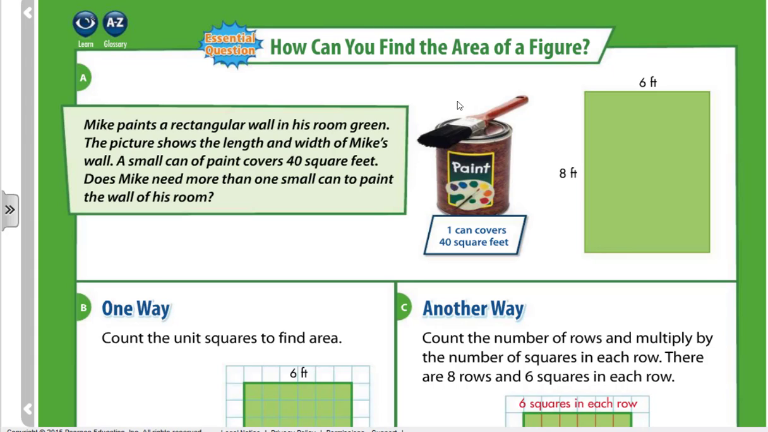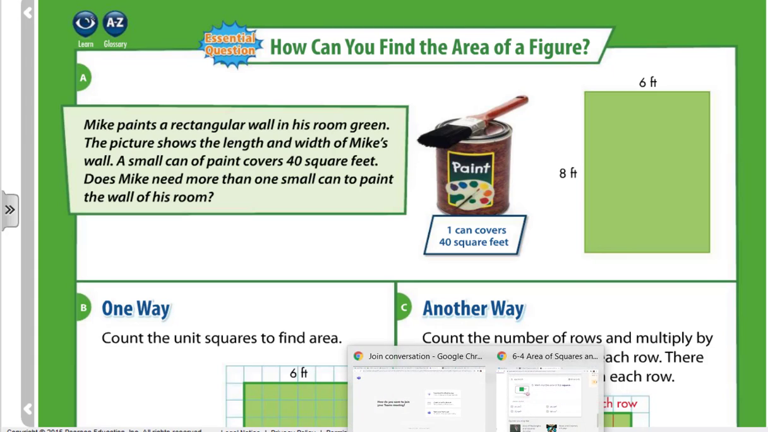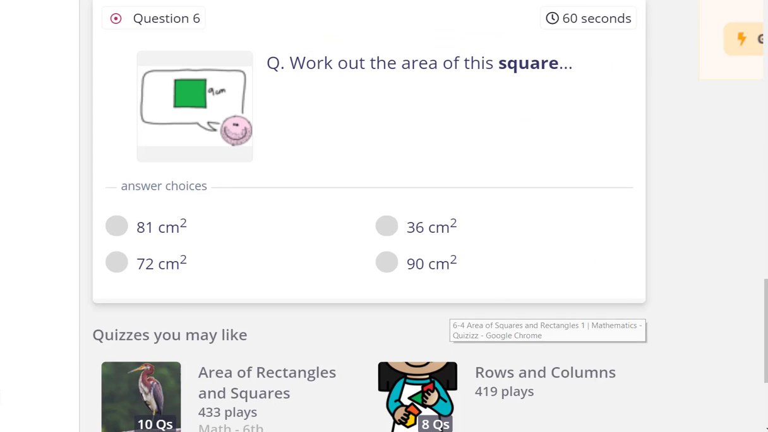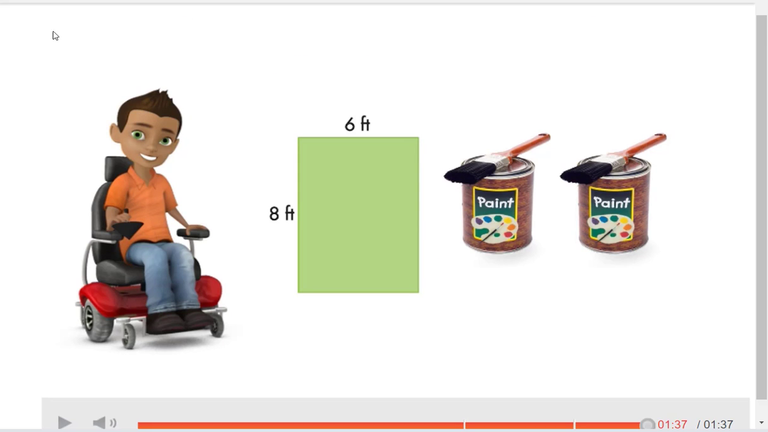Now, my heroes, I will play a video. I want you to focus on the video, and please do not use your mics during the video. Okay. Focus, my heroes.